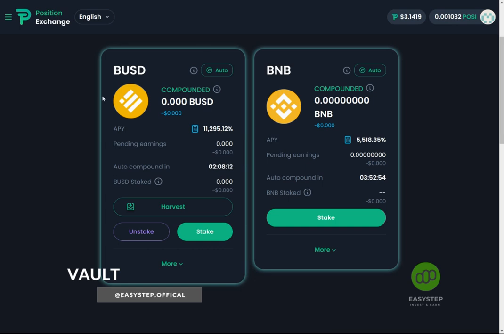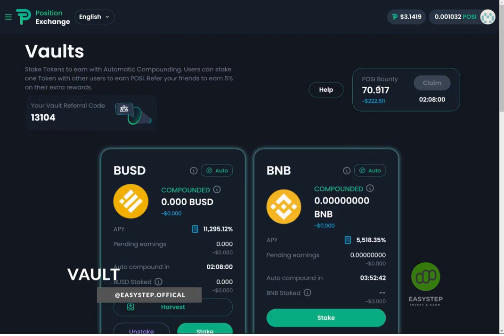But you can actually use the vault for the BUSD token or the BNB token. As you can see, the BUSD token and APY is a lot better than the BNB. Now, if you look at the top, they have what you call a bounty. And the bounty is basically connected to this auto compound, because the auto compound does not actually take place by itself. Somebody has to actually activate it.